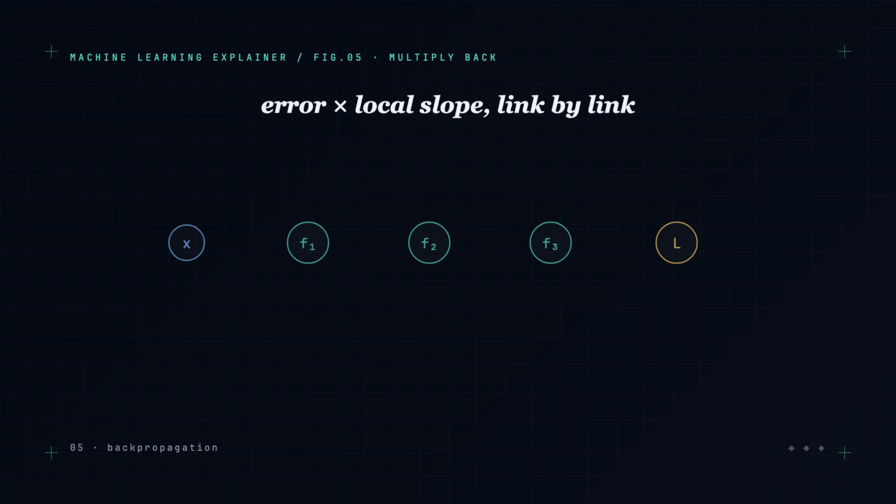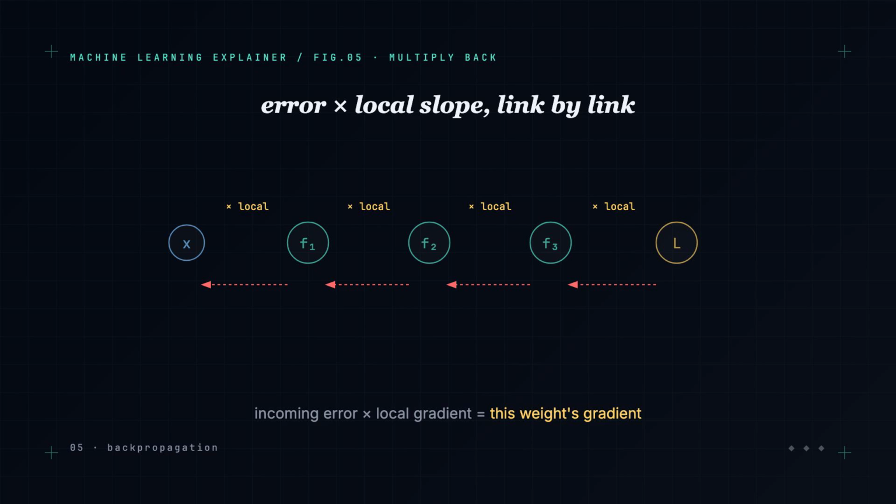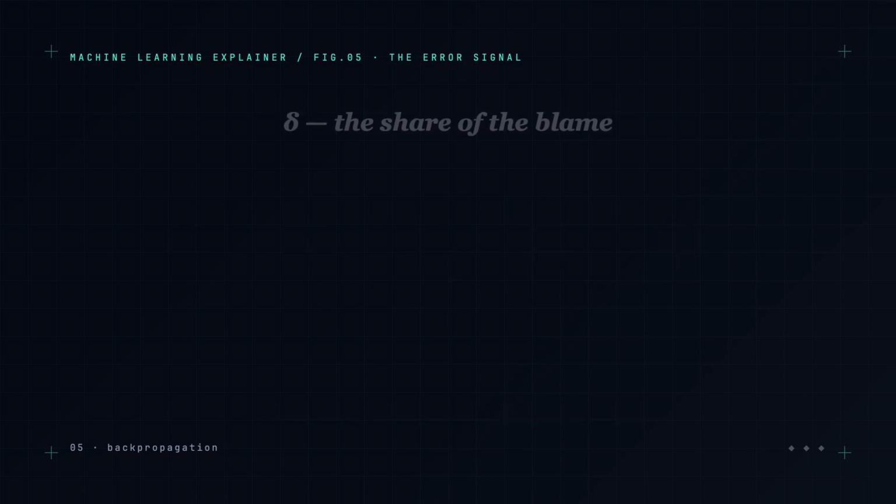And here's where the chain rule pays off. To find how the final loss depends on an early weight, you multiply the local slopes all the way back from the loss to that weight. The error signal arriving from the right times the node's own local gradient gives the gradient for that node and what to pass further back. One multiplication per link.